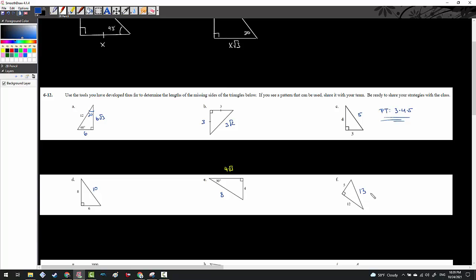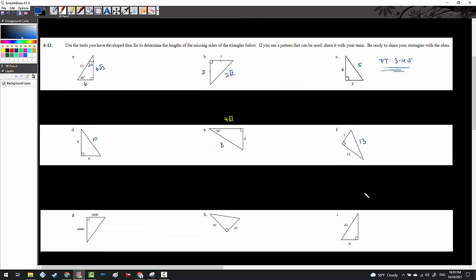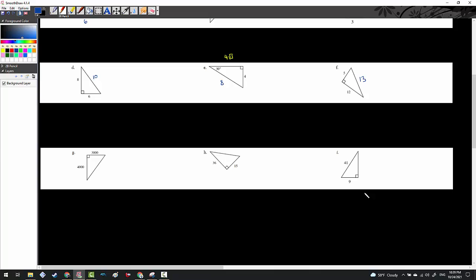5, 12, 13 is another Pythagorean triple. Again, this is just an exercise in reflexes. We're just going to see how fast you can react. So now from here, if I look at the scale factor as 1,000, then 3,000, 4,000, this has got to be 5,000 right here.